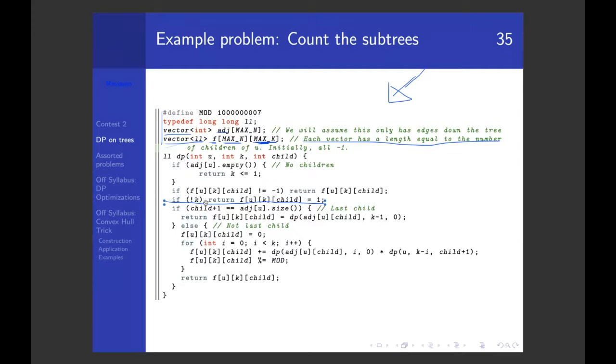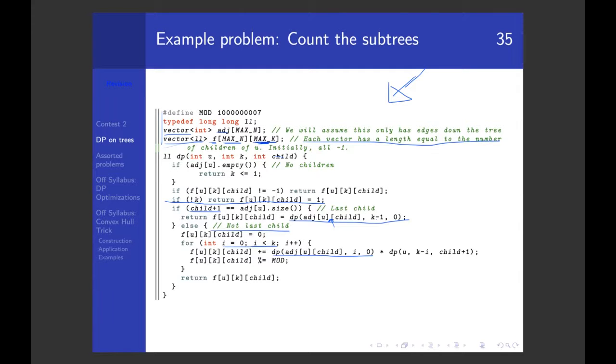So this is the same as 2 slides ago. This says if we're the last child, if child plus 1 is the number of children, since it's 0 indexed, we just return, well, what I described 2 slides ago. That is, give all our nodes to the child. Case 2, not the last child. Again, same as before, we iterate over all i from 0 to k, taking 1. And we go, okay, so this is the number of ways.